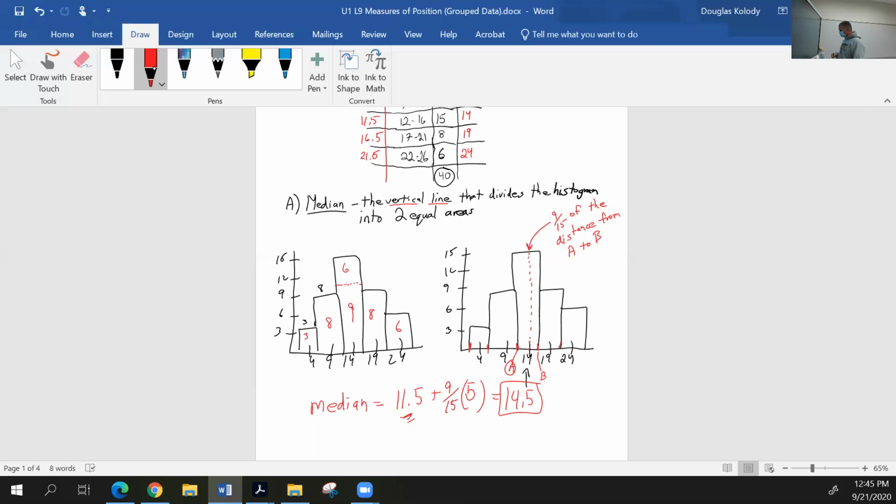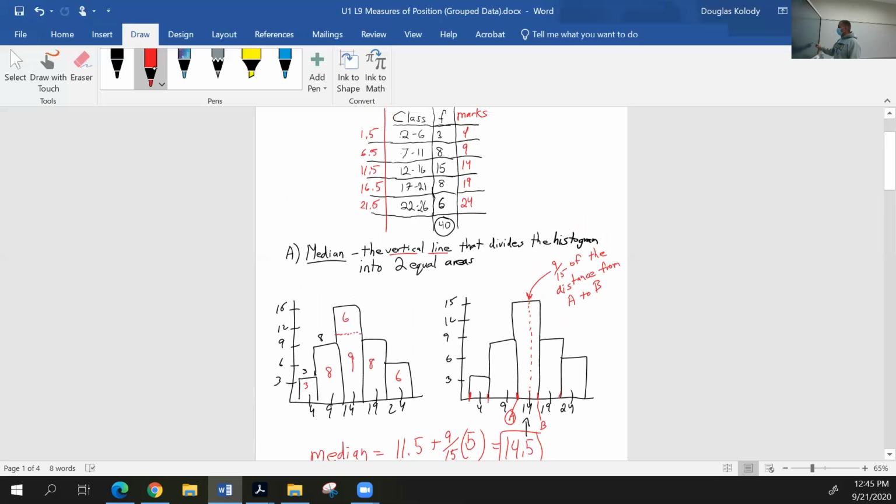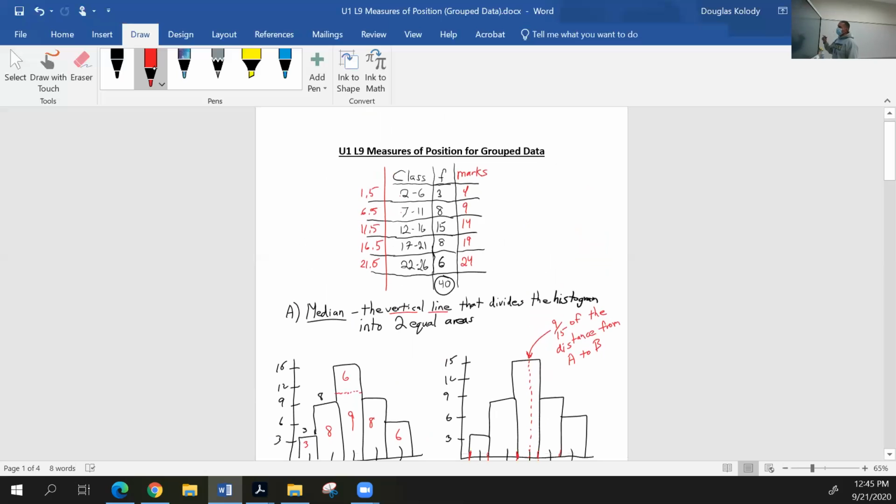All right, so one other thing I will recommend that you do, and I am going to do this in blue this time. Create one more column.